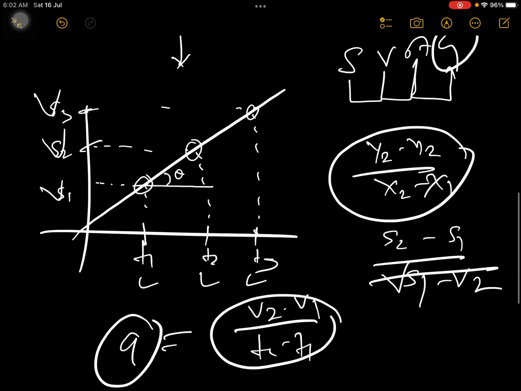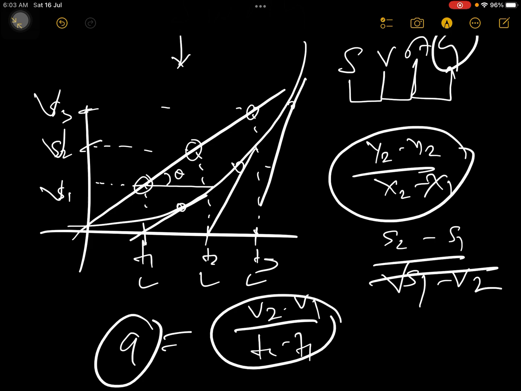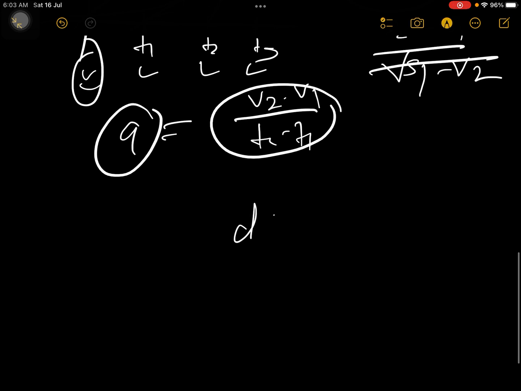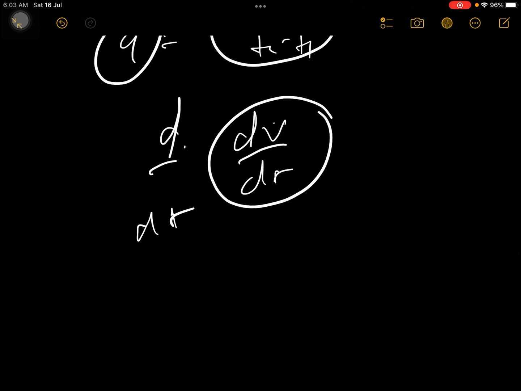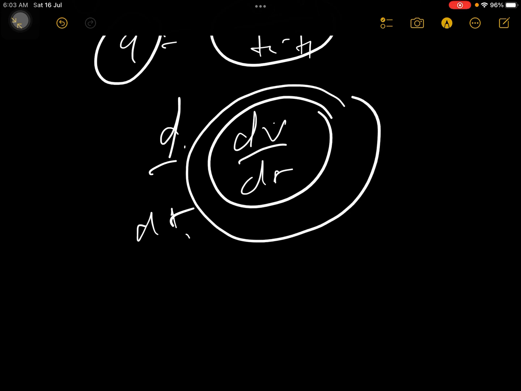But suppose this curve is like this, then at this point your theta is different, at this point theta is different, at this point theta is different. So in that case, how will you calculate how fast your slope is changing? Slope is changing means dv by dt is the slope, and this slope itself is changing with time. Get my logic? So d by dt of dv by dt, correct?